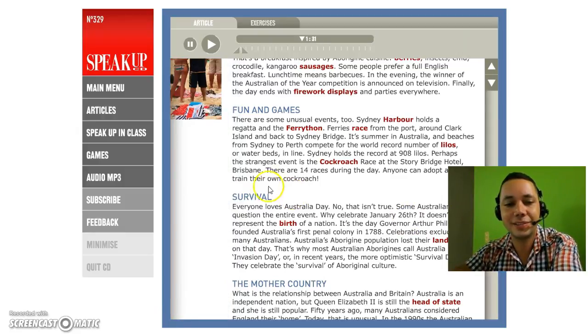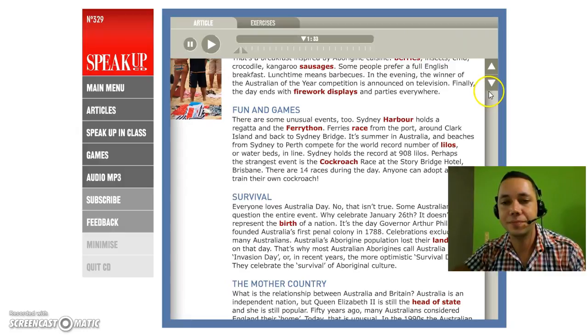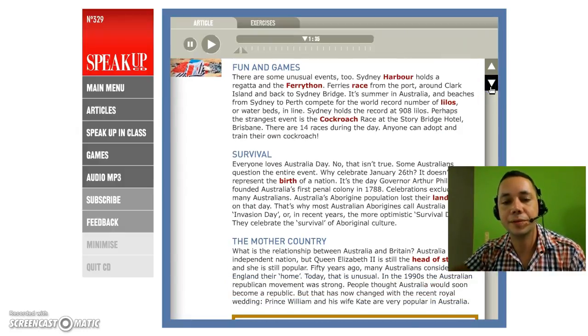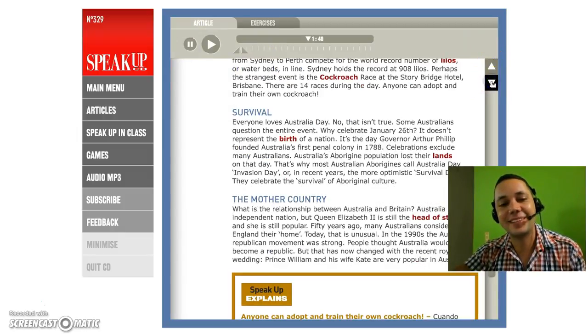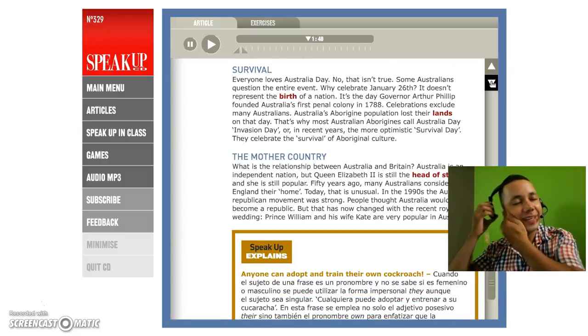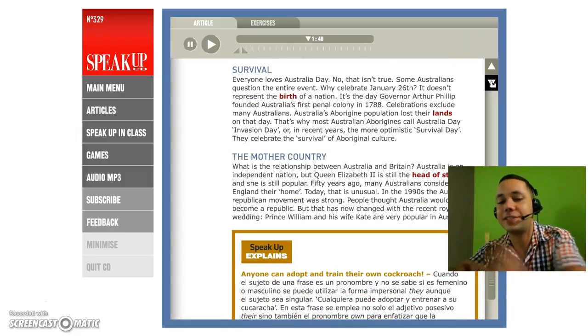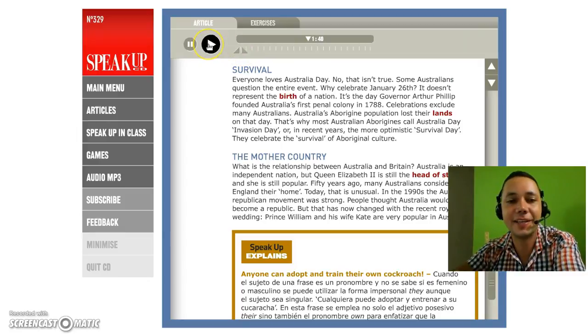Story Bridge Hotel, Brisbane. There are 14 races during the day. Anyone can adopt and train their own cockroach. Can you imagine you adopting your own cockroach? Oh my goodness. This is different. This is really how our cultures are different. Yes, we are learning that. Okay, let's continue. Survival.